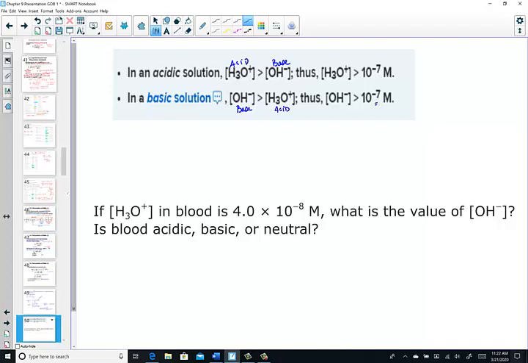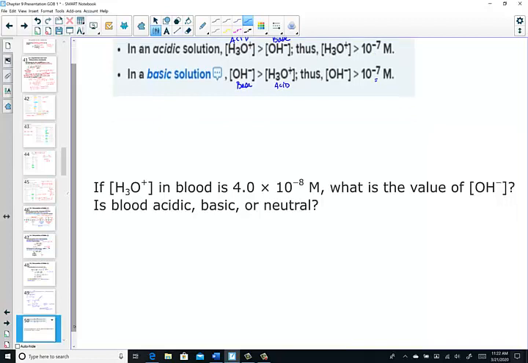Let's check this trend out in the following question. What if hydronium, remember what this is? It's the acid ion, in blood is 4 × 10^-8 molar units. What's the value of the base ion called hydroxide? And would it be acidic, basic, or neutral?